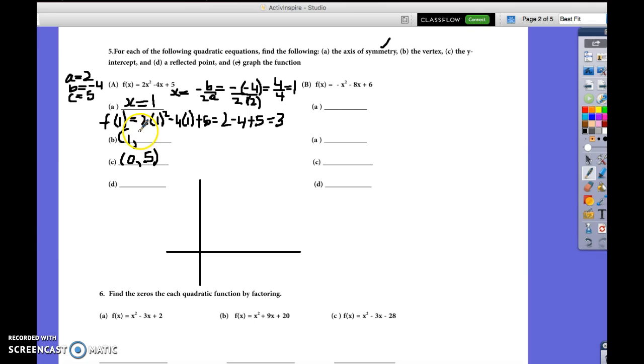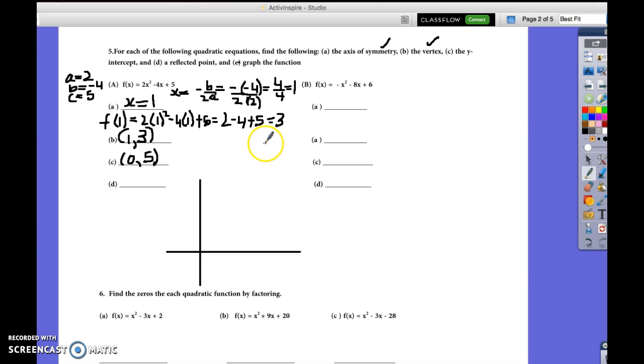So 3 is the y coordinate of the vertex. What I'd like you to do is, when you're done, or that you have these answers I'm giving you, just go back and work it yourself. Just go back and work it yourself and confirm that you know how to do it. So that's done. We got the vertex, and the vertex is a point which has an x coordinate and a y coordinate. The x coordinate is the same as the x value for the axis of symmetry.